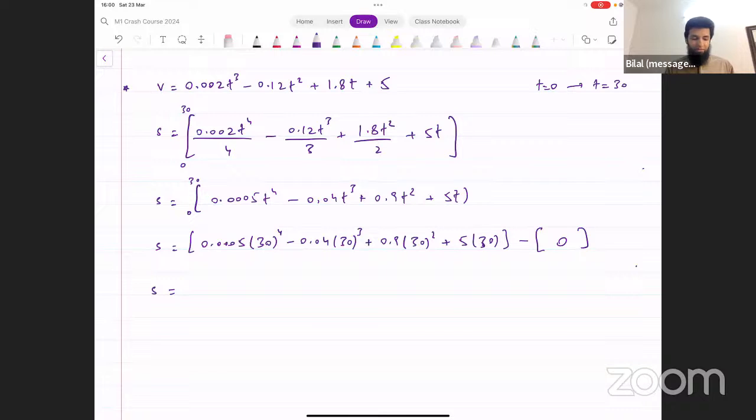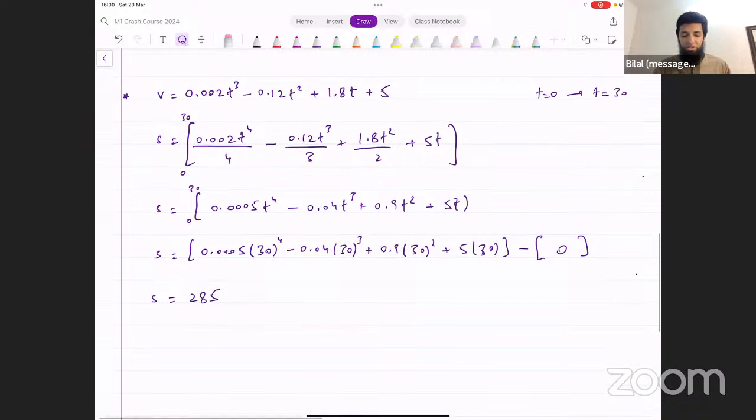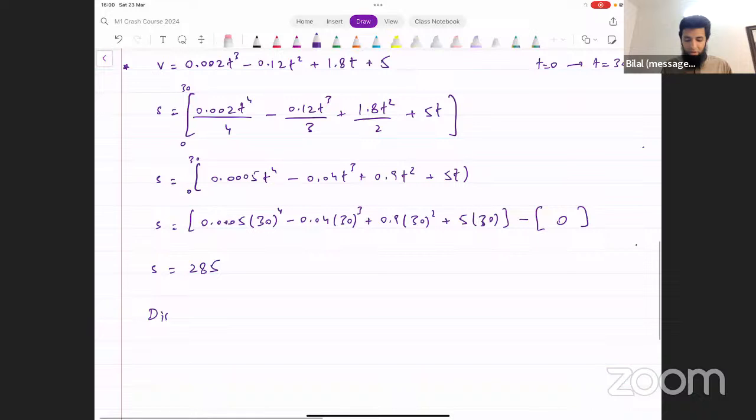Can somebody do this calculation for me just to confirm? I'll do this on my end as well. I'm getting 0.04 into 30 cube plus 0.9 into 30 squared plus 5 into 30. Okay, 285. Is that correct? Can somebody confirm this? Yes, sir. Okay, so that's the displacement that we get. This is the distance OP that they were asking for. Distance OP is 285 meters. That's the first part of this question.